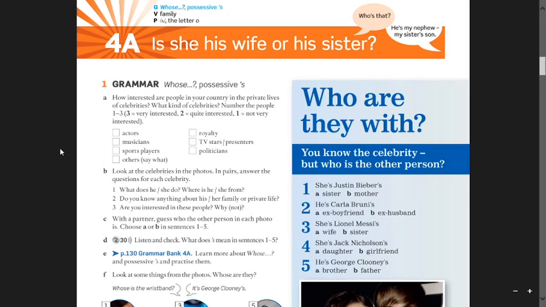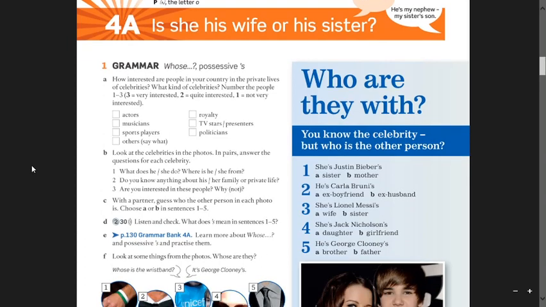And then in activity B you have to look at the celebrities in the photos and you have to ask and answer questions for each celebrity. For example, what does he or she do? Where is she or he from? Do you know anything about his or her family or private life? Are you interested in these people? Why or why not?